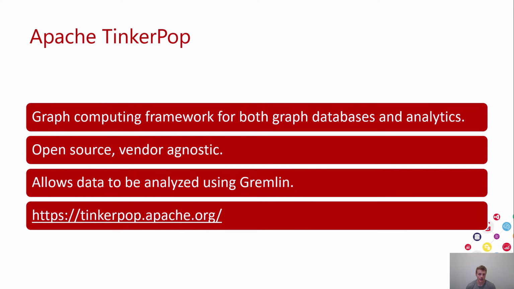Now just a quick mention of the Apache Tinkerpop standard. Apache Tinkerpop is a graph computing framework for both graph databases and graph analytic systems. It's open source and vendor agnostic. It's not just limited to Cosmos DB. And whenever our data is Tinkerpop enabled, we as users are able to model our data as a graph and then analyze that graph using the Gremlin graph traversal language. I've put a link there to the documentation, so if you want to check out more about Apache Tinkerpop, that's a fantastic resource to go a little bit deeper into the framework.